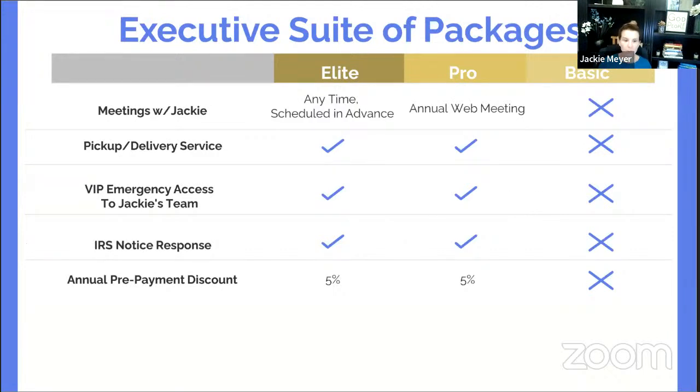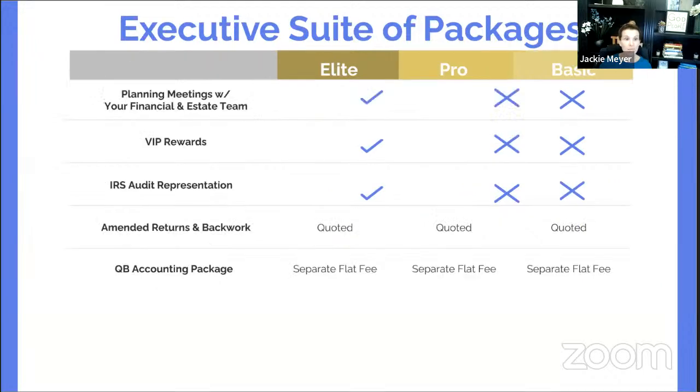We offer an annual prepayment discount. You would be amazed at how many people want to pay you $40,000 up front just to get a 5% discount. We include financial and estate planning meetings with their teams and other advisors. We send a lot of fun gifts for our elite clients, and we provide audit protection. Then any amended returns, back work, and QuickBooks accounting work, or any kind of accounting package is quoted separately, or else it's going to eat away at your profit.